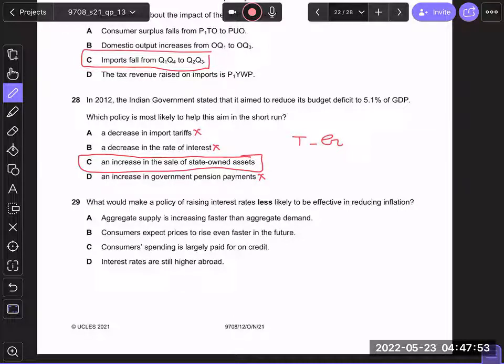Look at question number 29. What would make a policy of rising interest rates less likely to be effective in reducing inflation? If your interest rate is increasing but still you are facing difficulty in combating inflation, which factor is responsible for that? Aggregate supply is increasing faster than aggregate demand. Consumers expect prices to rise even faster in the future. Consumer spending is largely paid for on credit. Interest rates are still higher abroad.